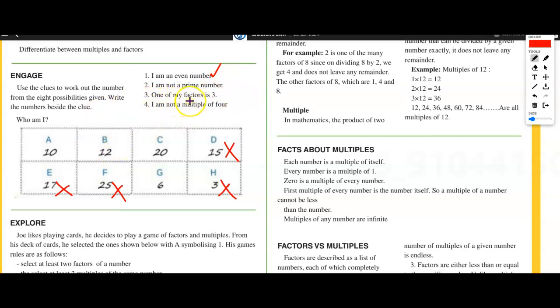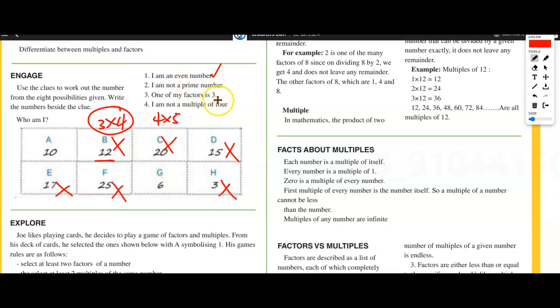One of my factors is 3, all right. I'm not a multiple of 4, so that takes out 12 because 3 times 4 would give us 12. And 4 times 5 would give us 20. So 20 is out as well. So this one is out. And now we're left with 10 and 6.